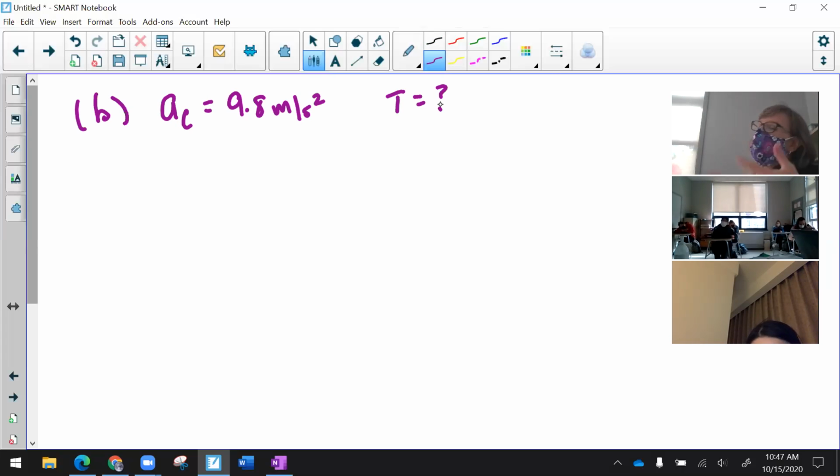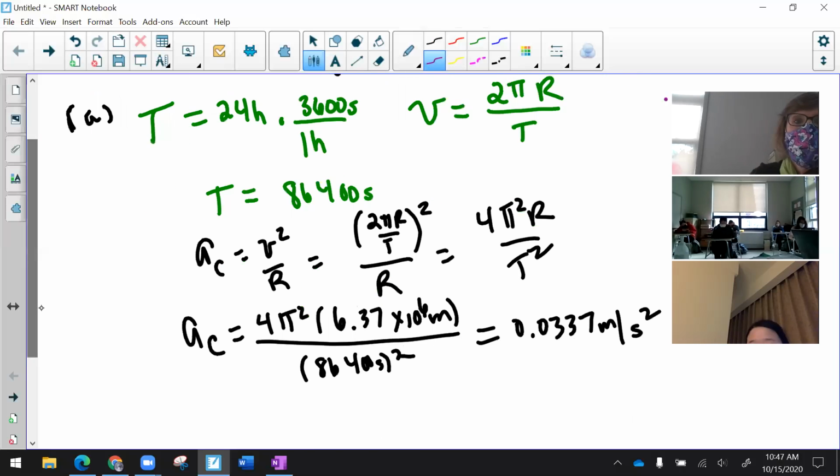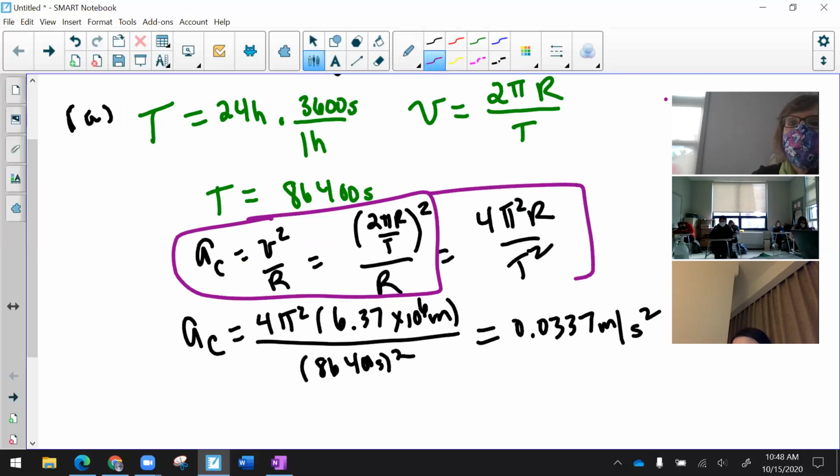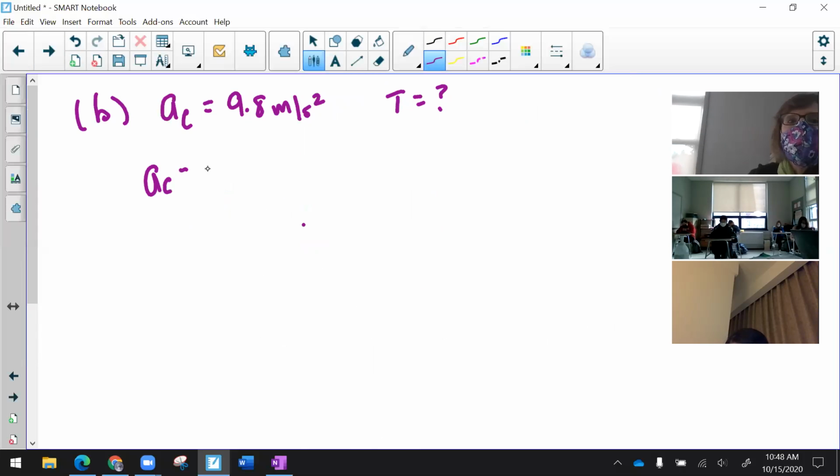So because of the way I solved part A, I already have an equation that has a_c and T in it, right? I go back a slide, I have this equation right here. Actually, that whole equation right there. Okay, so I know that a_c is going to be 4 pi squared R over T squared. And then what do I need to do? Solve for T.